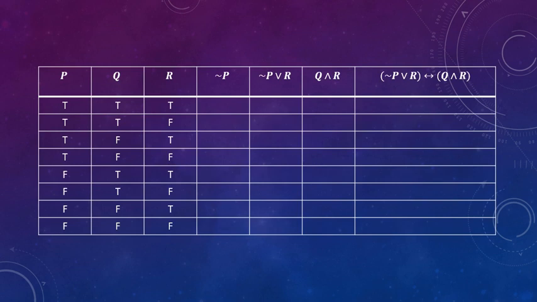One more problem here, just going to do a truth table involving a biconditional. So we are going to show the truth table for not P or R if and only if Q and R. This is the truth table that we're going to come down to in the end. So we have 8 rows, because there are 8 possible combinations of truth values for P, Q, and R.